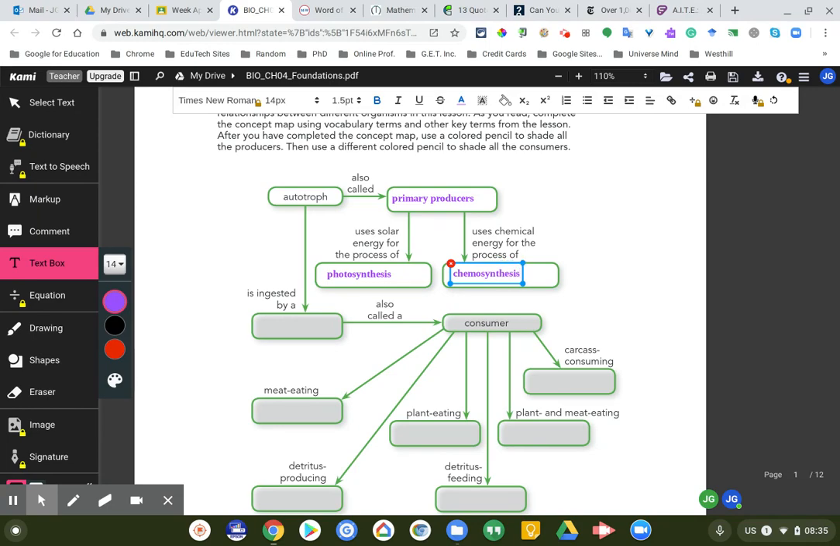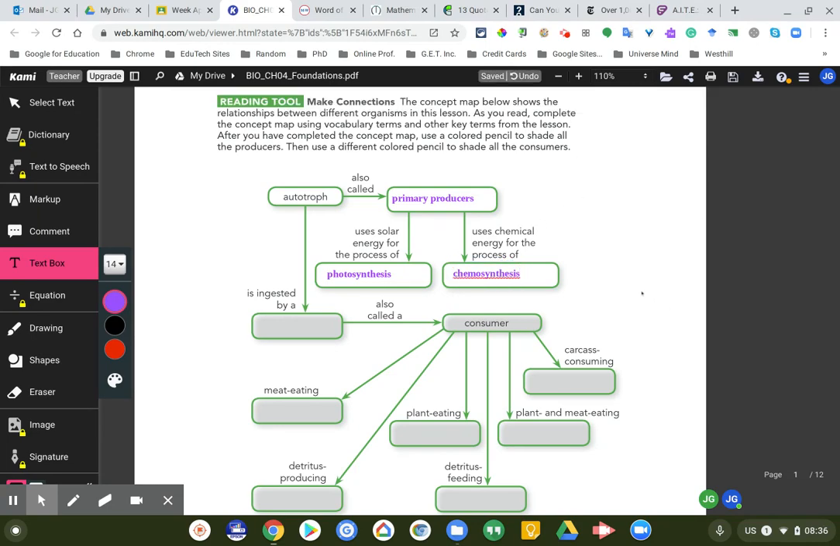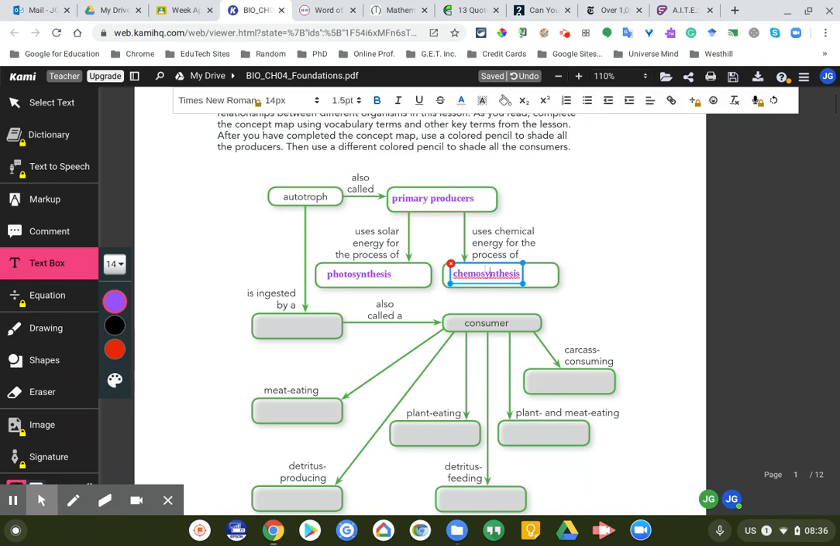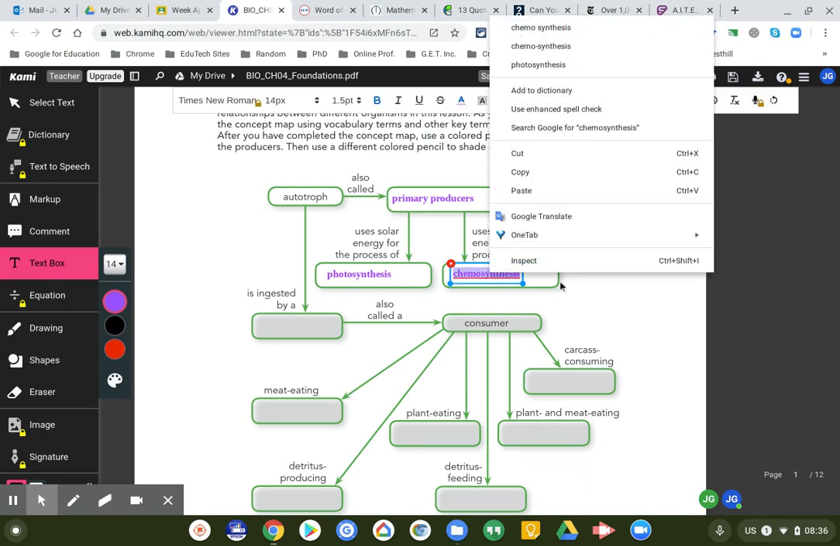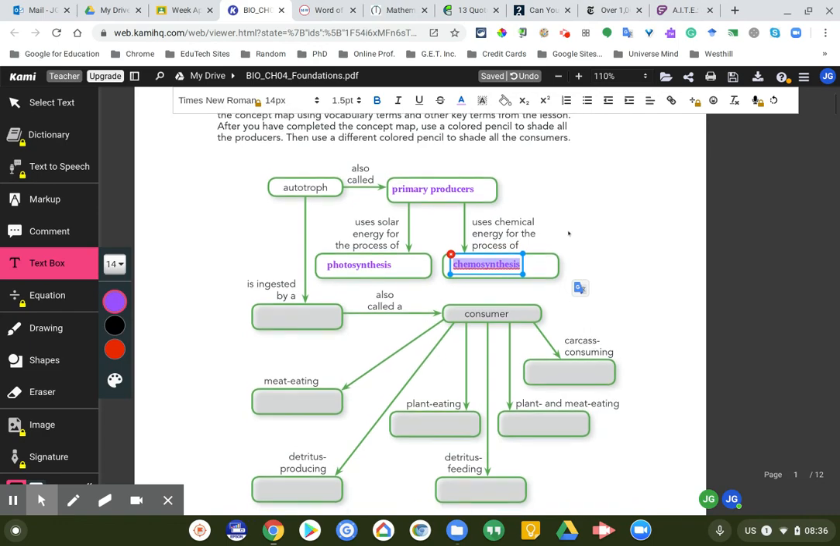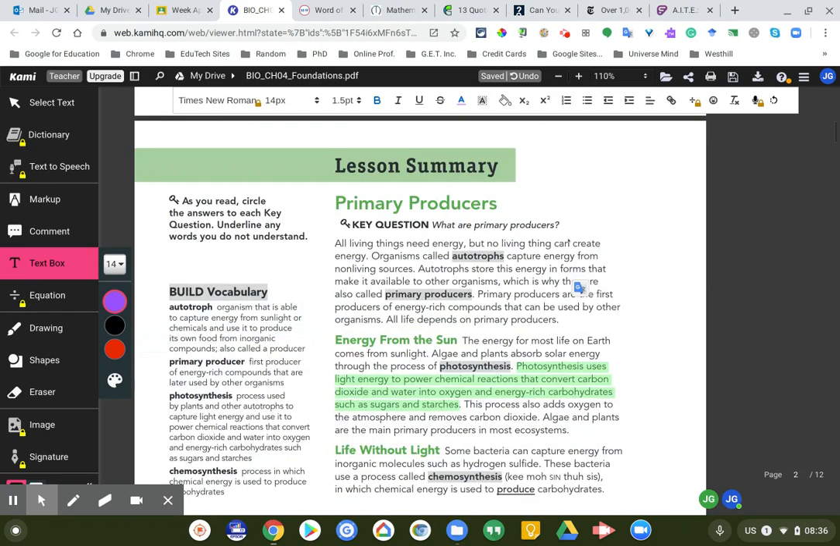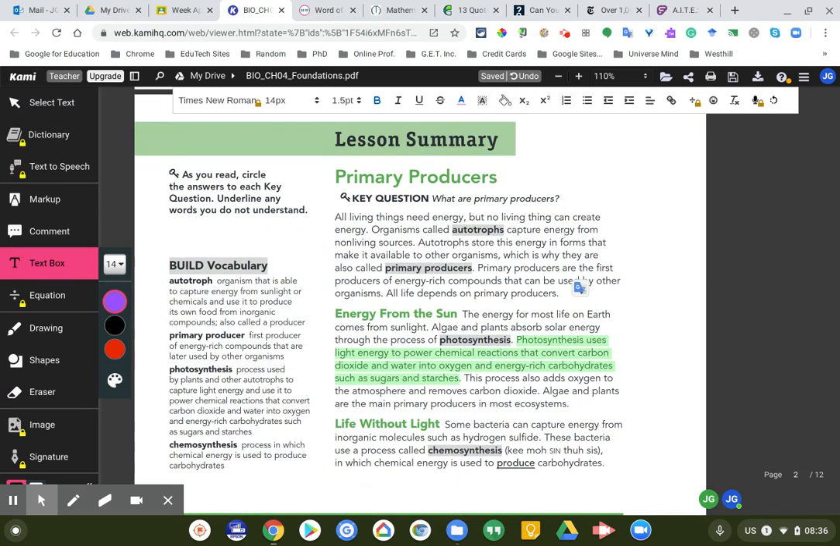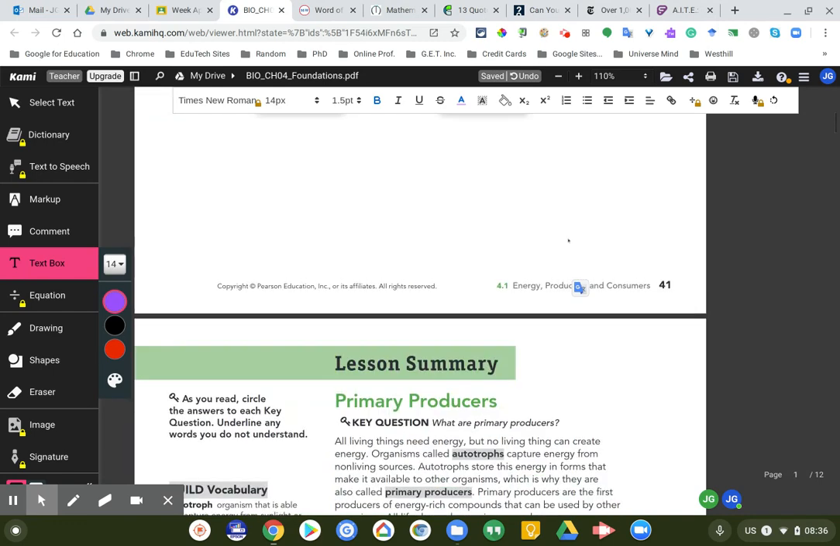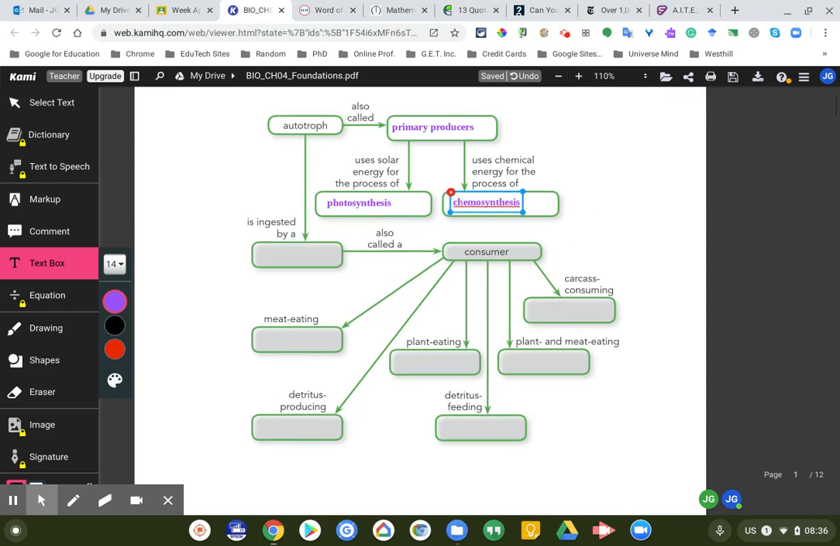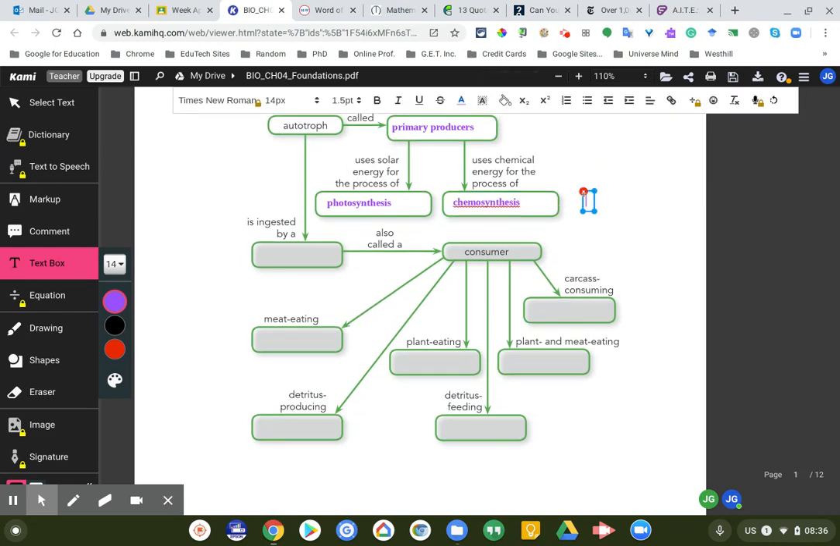Chemosynthesis. Oh, it doesn't think it's a word. Is it a word? Yeah, it's a word today. So make sure I spelled it correctly. Chemo, chemosynthesis. All right, yep. Chemosynthesis. Good. Now let's get rid of that.